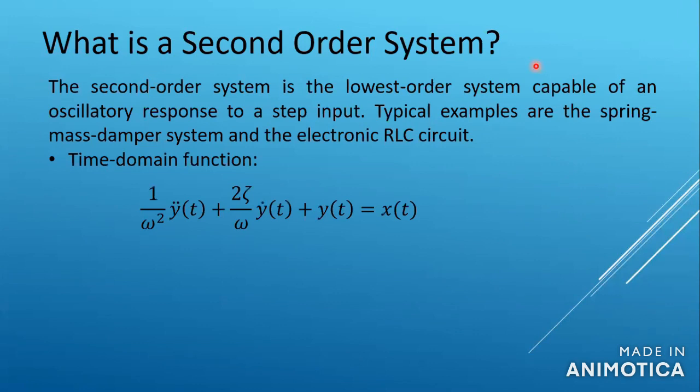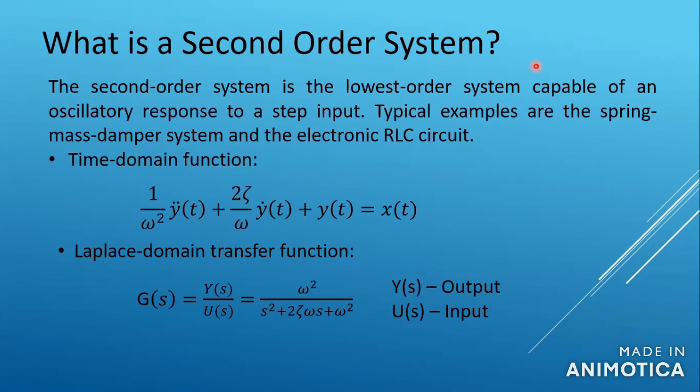The time domain function is (1 over omega squared) y double dot plus (2 zeta over omega) y dot plus y equal to x. Now the Laplace domain transfer function is G(s) equal to Y(s) over U(s), that is equal to omega squared over s squared plus 2 zeta omega s plus omega squared. Y(s) is the output and U(s) is the input.